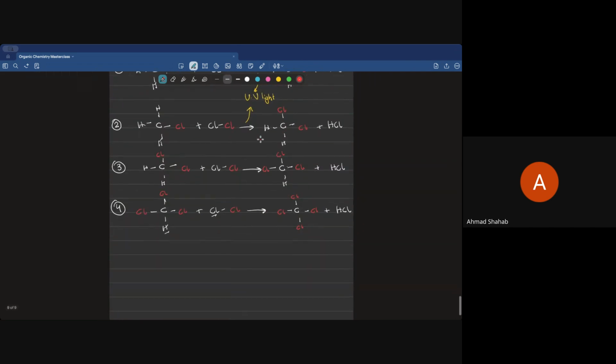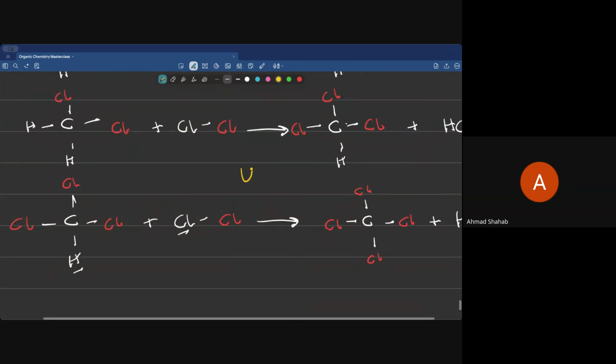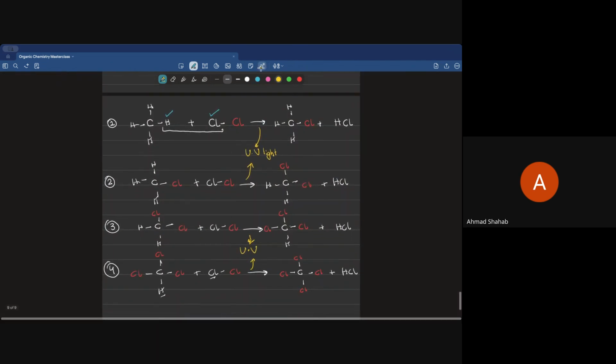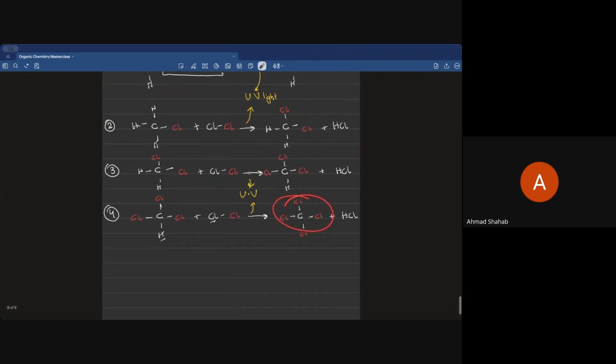Achha, so if you had to write the net equation, again this is UV light. UV light is the absolute non-negotiable. So if you had to write the net equation, what actually happens is, you can say chlorine reacted with this in excess and it formed this, right?